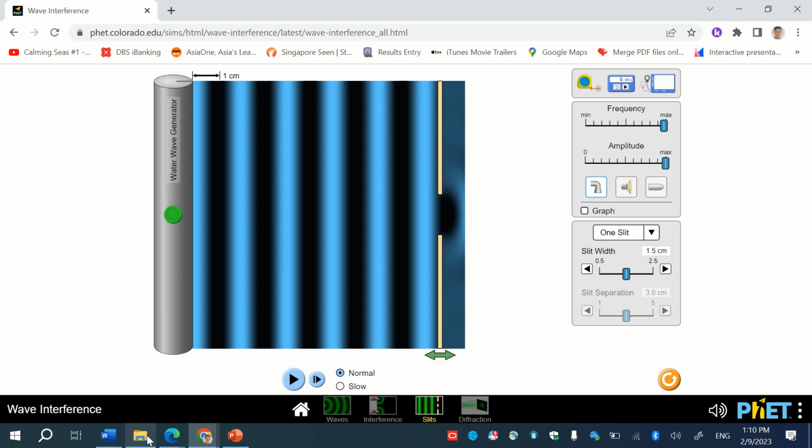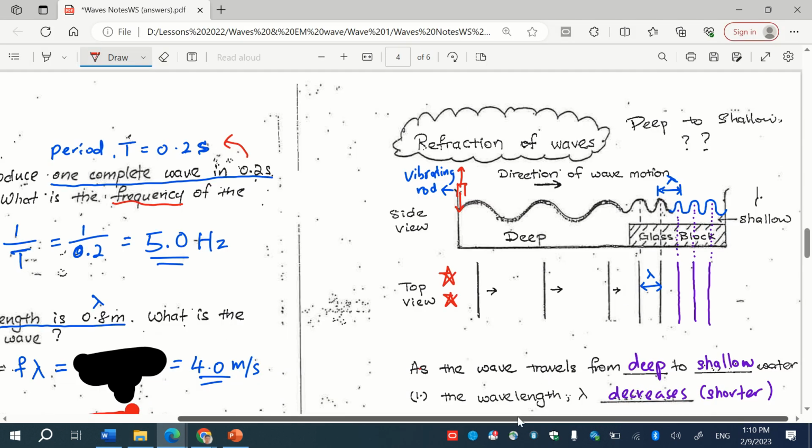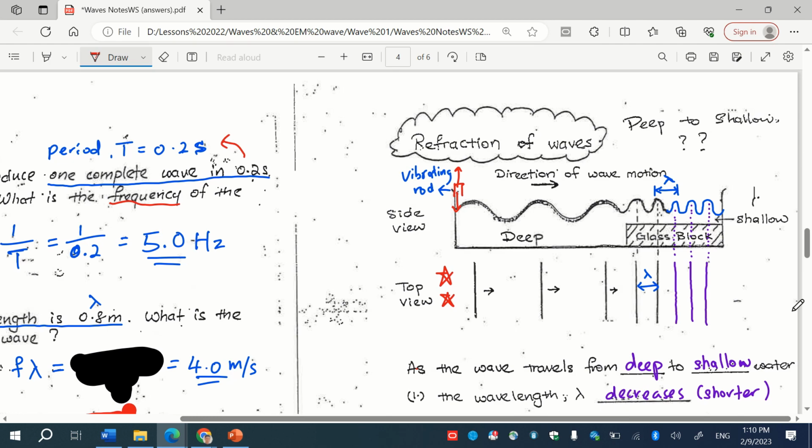Now, back to the notes. What you need to know is the changes that happen between the deep region and the shallow region. Deep region, shallow region. The shallow is this part. Can you continue drawing the wave now? In the deep region, they show wavelength here to here, a longer wavelength. Then coming to the shallow region, the wavelength decreases.